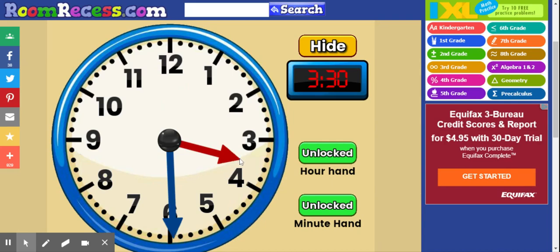Take a look at the hour hand. It's in between the 3 and the 4. So when the hour hand is in between two numbers, you want to go with the smaller number for the hour. It's in between the 3 and the 4. So the time is 3, and then look, it's on the 6, 30. The time is 3:30. Let's do another one.